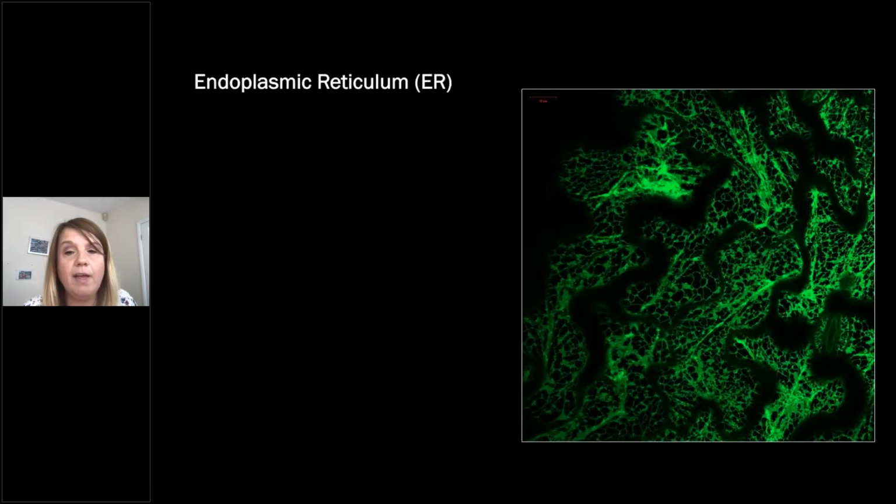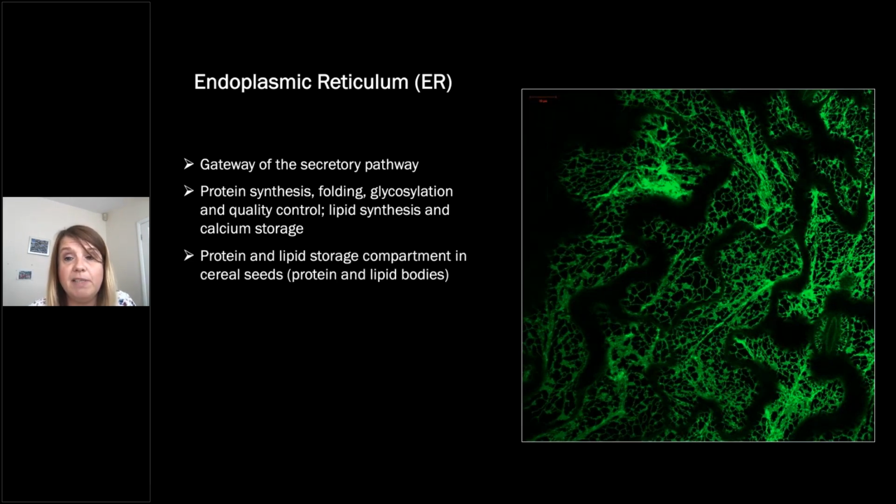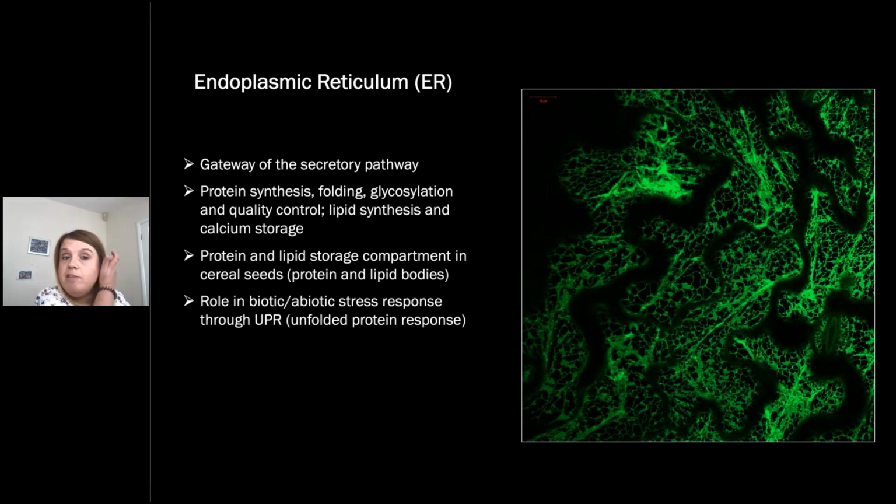Okay, so I just want to start with an introduction to the endoplasmic reticulum. The ER is the gateway to the plant secretory pathway, and as such, it's responsible for protein synthesis, folding, glycosylation, and quality control. The ER is also involved in lipid biosynthesis and is an important store of calcium in the cell. In cereal crops, the endoplasmic reticulum forms an important storage compartment for proteins and lipids. And through the unfolded protein response, the ER also is important in biotic and abiotic stresses.